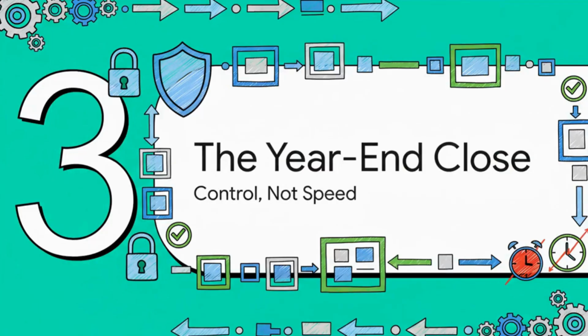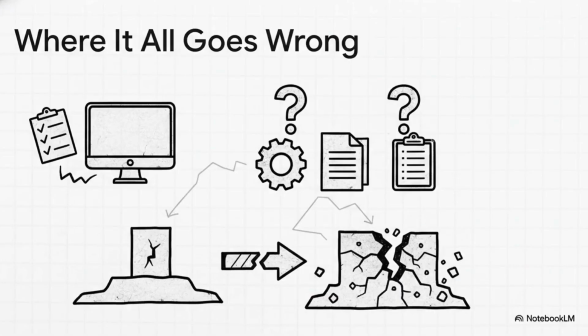Next up, the year-end close. Look, everyone talks about making the close faster, but the real goal here isn't just speed. It's about control, predictability, and being audit-ready from day one. Speed is just a really nice byproduct of having great control. So where does this process usually fall apart? It's the usual suspects, right?